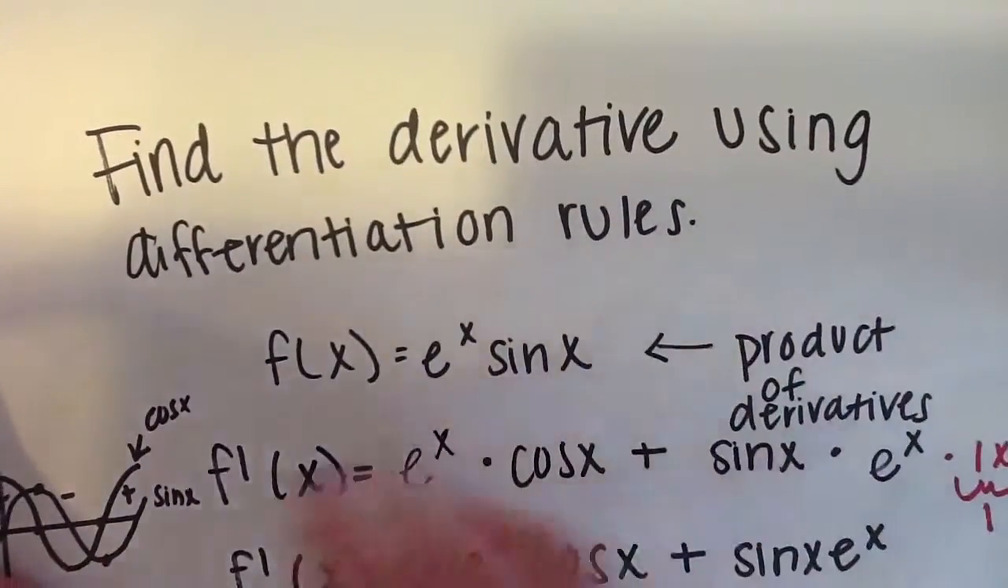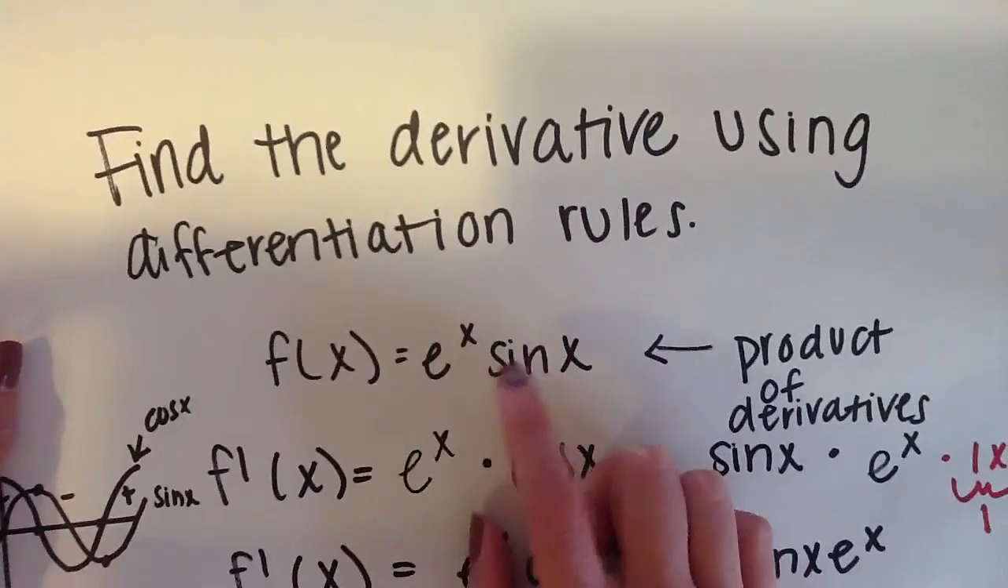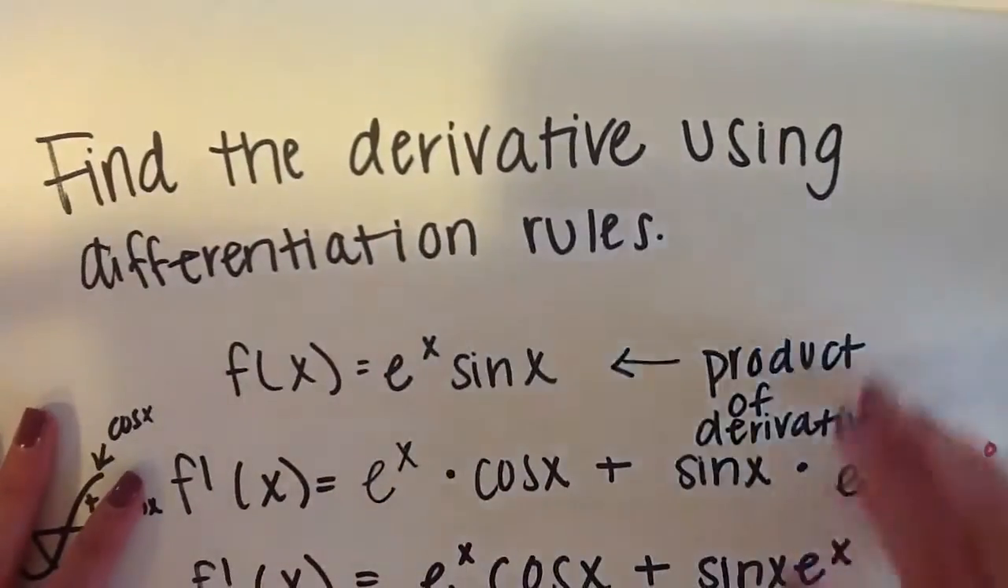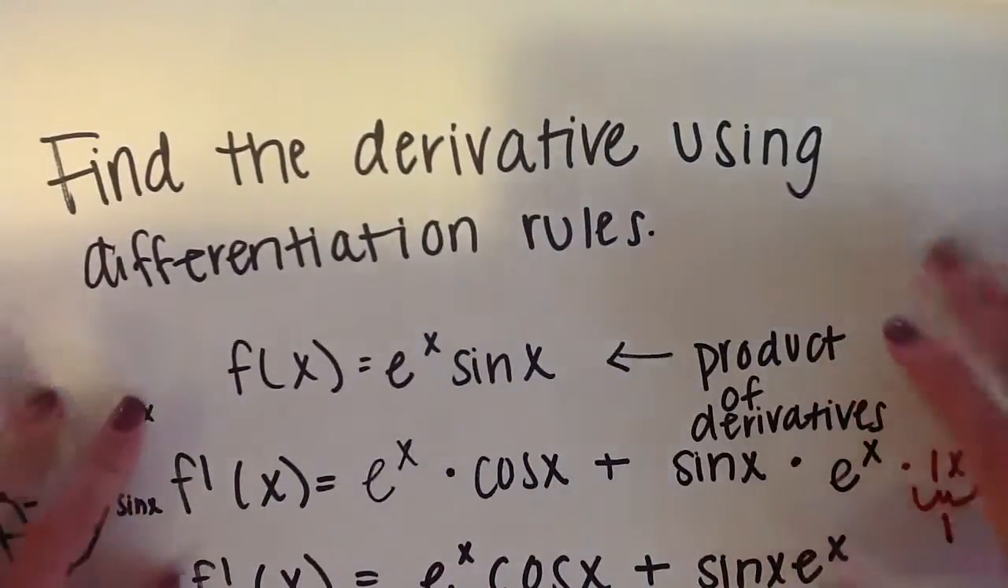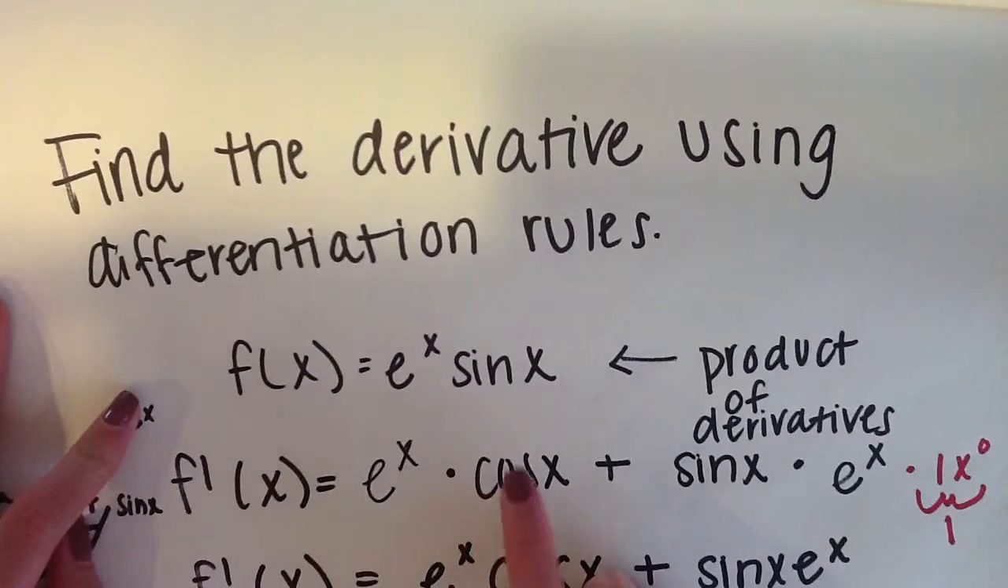So we're going to be looking at this function in two parts, e to the x being the first part and the sine of x being the second part. So using our product rule for derivatives, we're going to look at the first part, e to the x, and multiply it by the derivative of the second part.